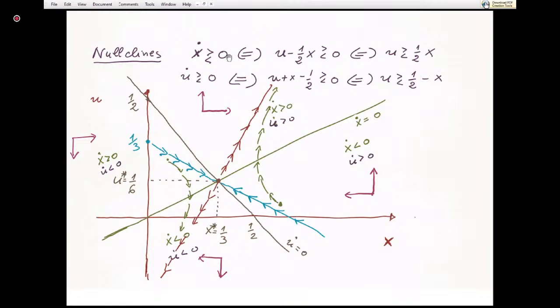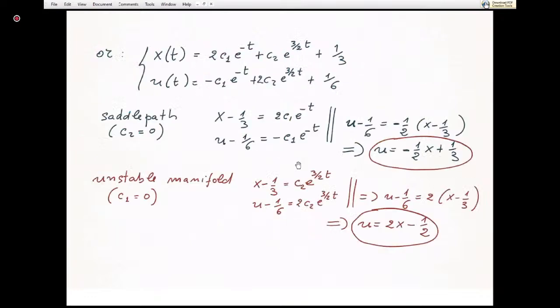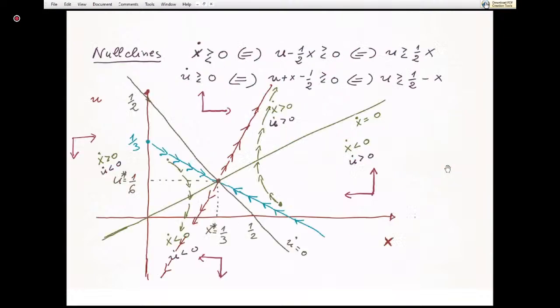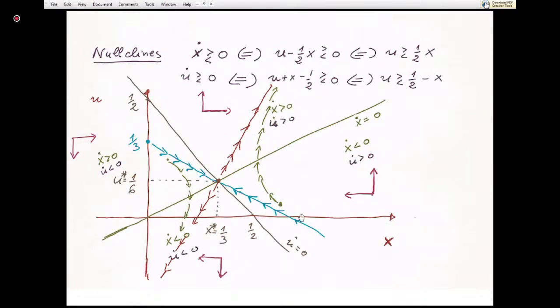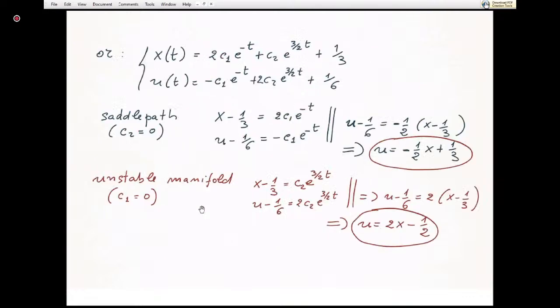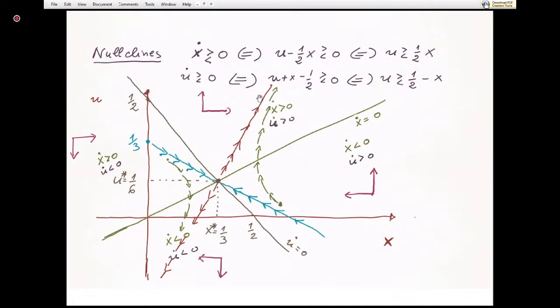So look, it's not difficult. Here I represent u is equal to minus 1/2 x plus 1/3, the so-called saddle path. It is this one. The blue line is the saddle path, plus 1/3 minus 1/2 x. In red here, I represent the unstable path, 2x minus 1/2. It is this straight line.